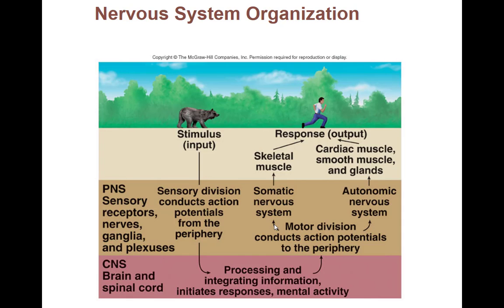Again, if you remember, I saw a bear. I sense the information. It gets processed in the central nervous system. It comes out, goes to the motor division. Somatic is your skeletal muscle. You can control that. Your autonomic nervous system are all the parts of the body you have no control over.